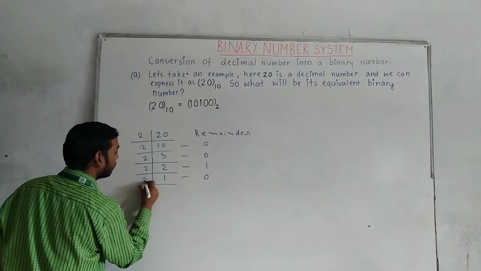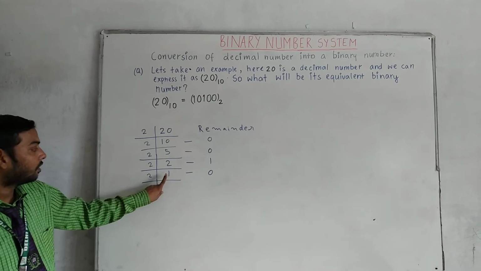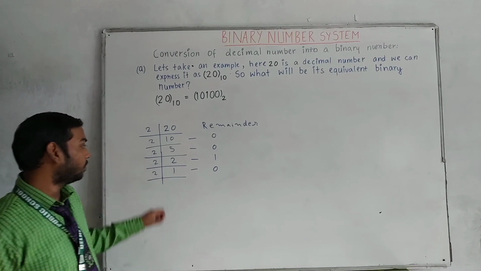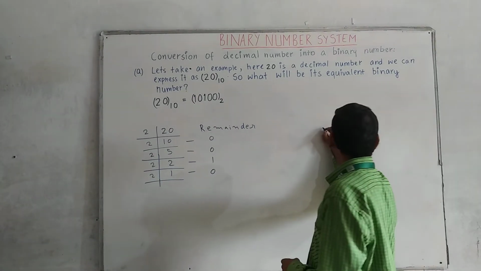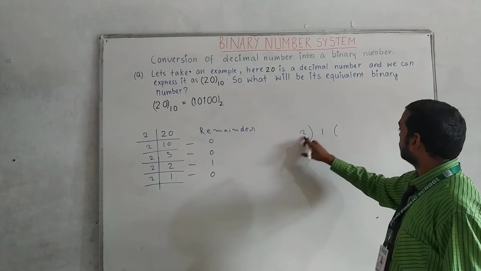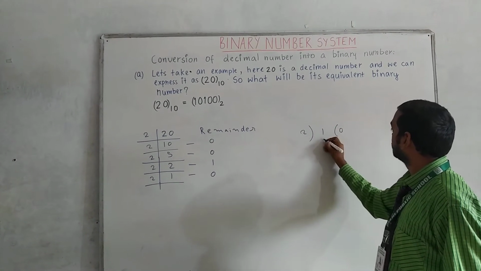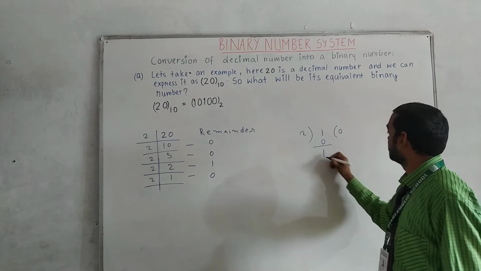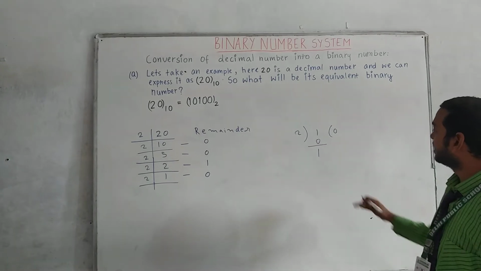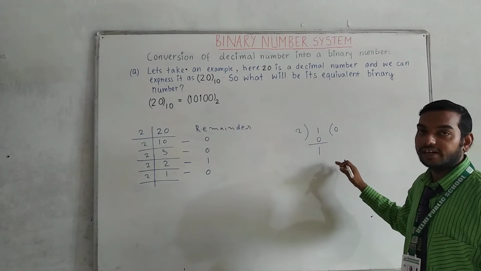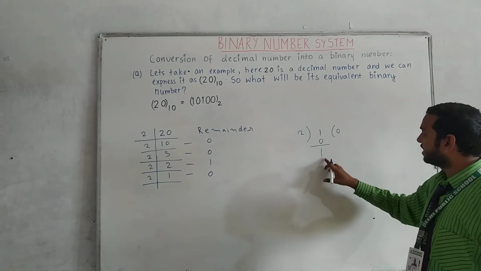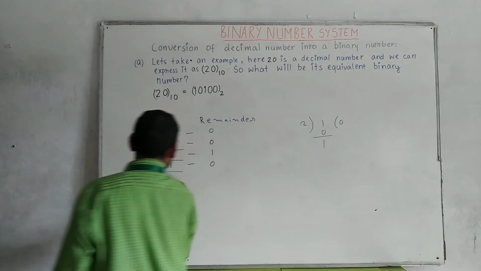Now we are going to divide 1 by 2. Here 1 is less than 2. What can we do? We can write 2 into 0 equal to 0 and remainder 1. So don't focus on the method of division. Here we are only interested in the remainder. So by this we get 1 as a remainder.